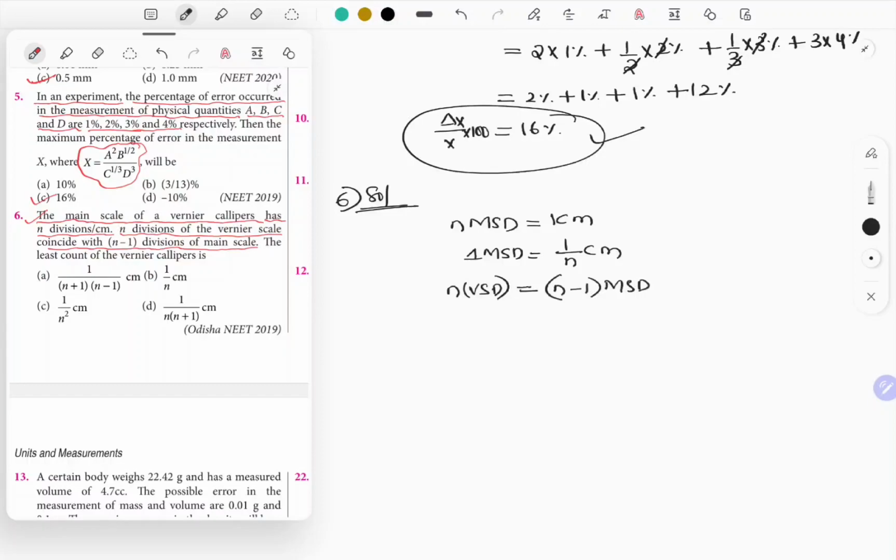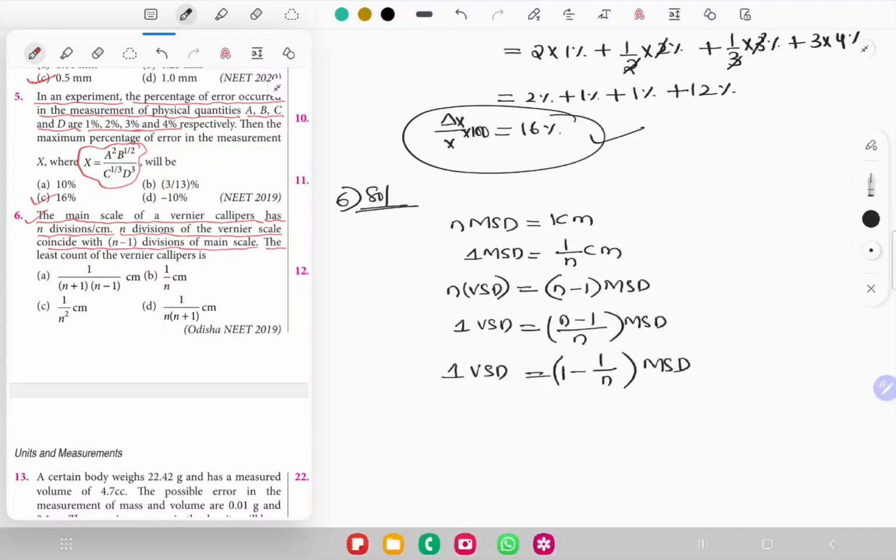We know this. Okay. Now, from this, what is 1 VSD? 1 VSD is equal to how many MSDs? n minus 1 divided by n into MSD. Let me divide this. From this, 1 VSD is equal to 1 minus 1 by n into MSD. Hope you understand this calculation. Now, what is the question they are asking? They are asking the least count of the vernier calipers.